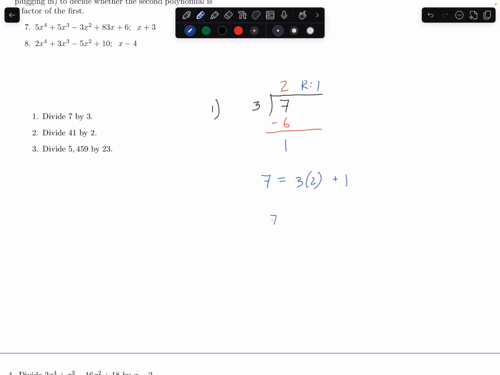Or equivalently, you could say the result of 7 divided by 3 is the quotient, 2, plus the remainder divided by the original divisor, 1 over 3. 7 thirds is equal to 2 and a third. Or you can say 7 is equal to 3 times 2 plus 1, right? That's how division works. The algorithm is just a series of steps to reach a result. That algorithm gives you the quotient and it gives you the remainder.